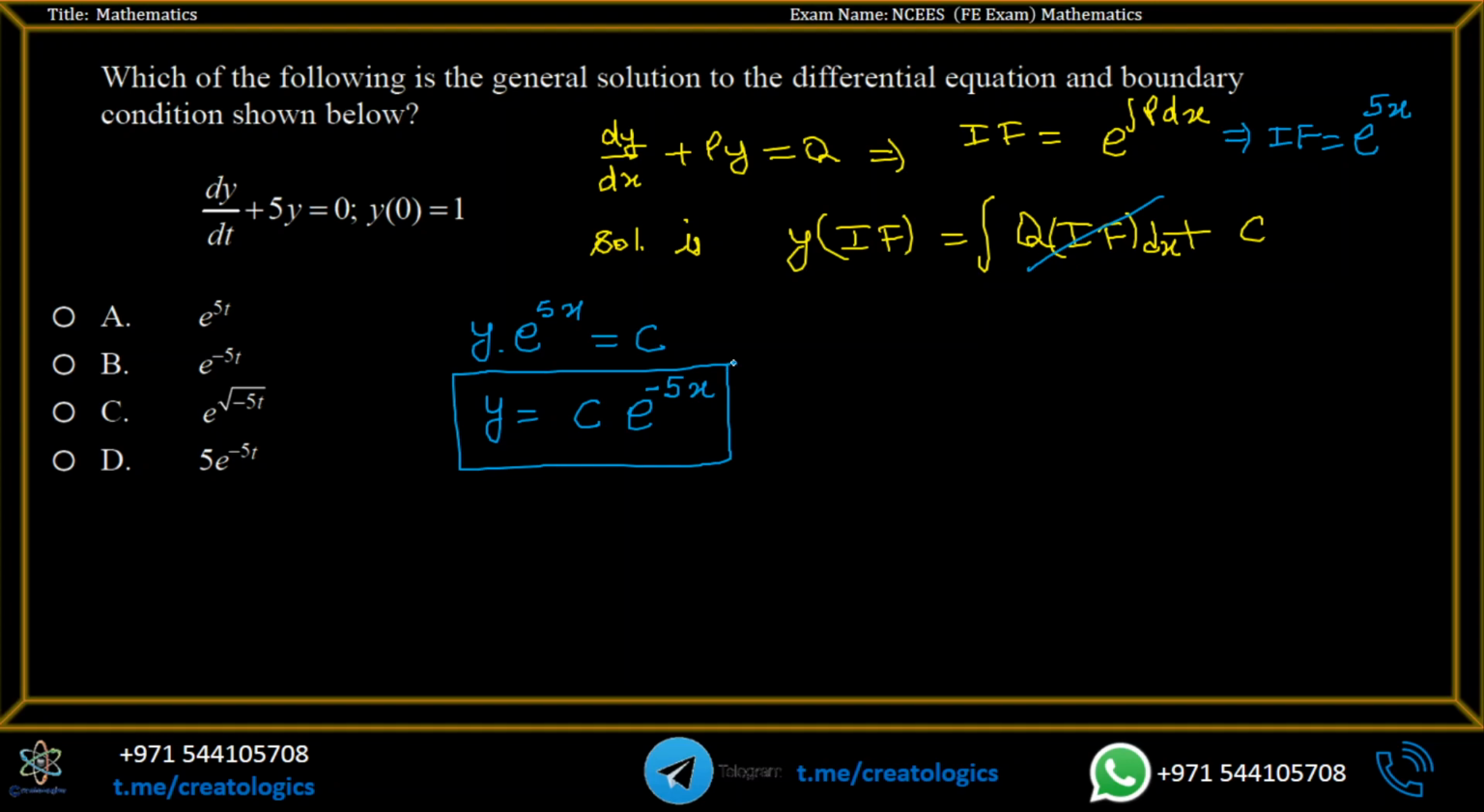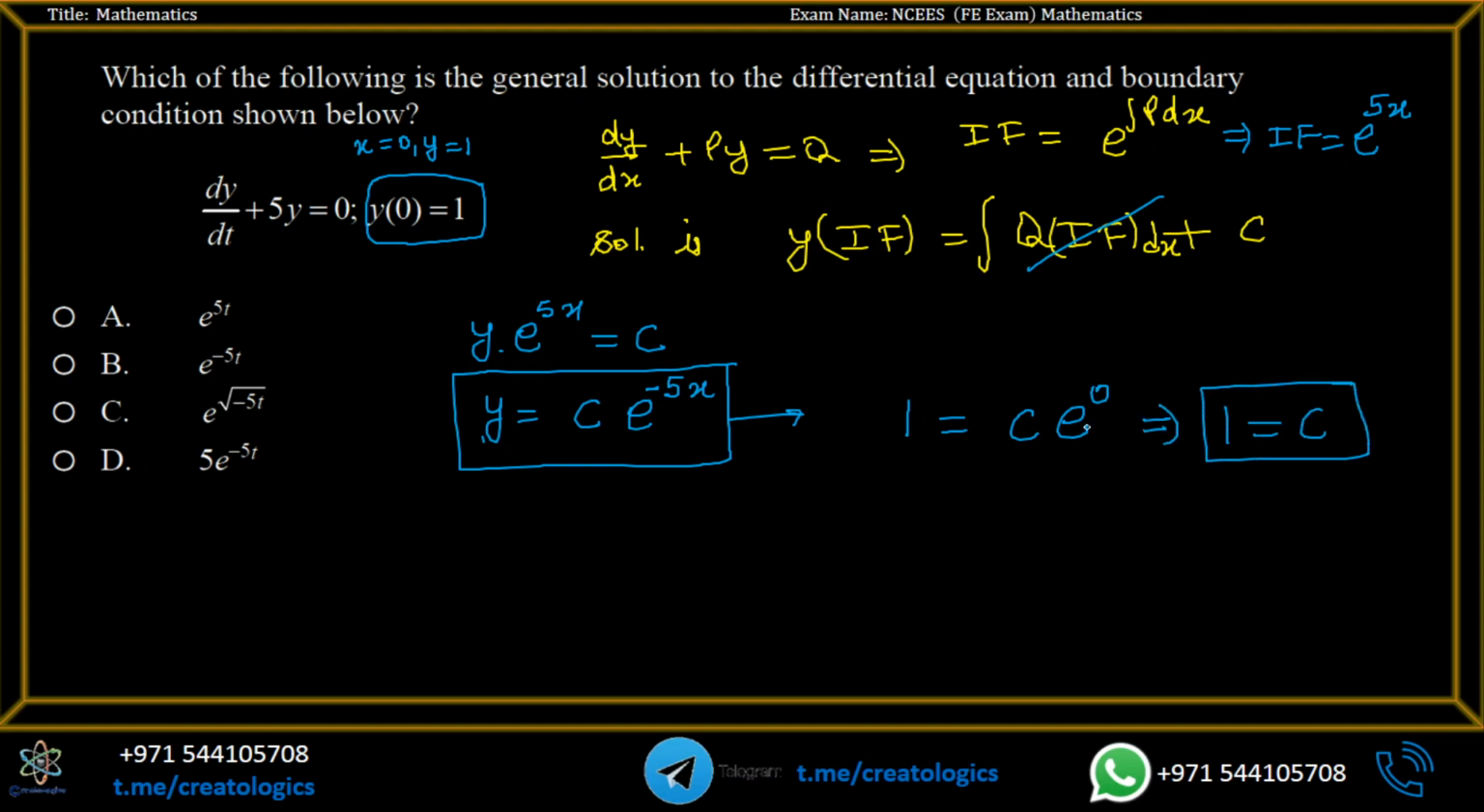But it is not our answer directly, because they are also providing us the initial value problem, and you are already aware of it, that y of 0 is equal to 1. It means if you have x equal to 0, then y is equal to 1. So here substitute x equal to 0 and y equal to 1 to get the value of c. I'll get 1 equals c times e raised to the power negative 5 times 0, that gives you power 0, and any non-zero number raised to the power 0 is always 1. So you get 1 is equal to c, because e to the power 0 is 1.